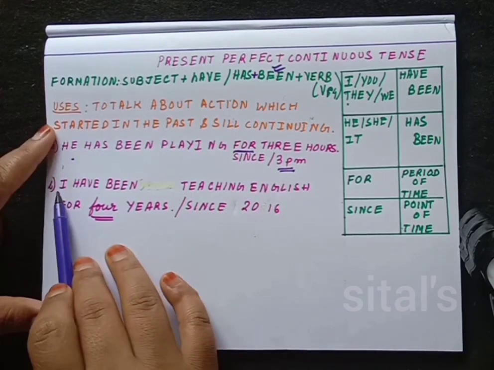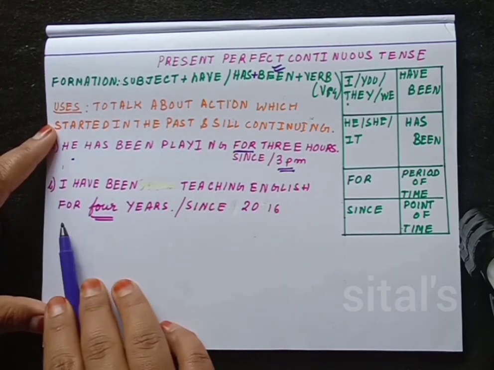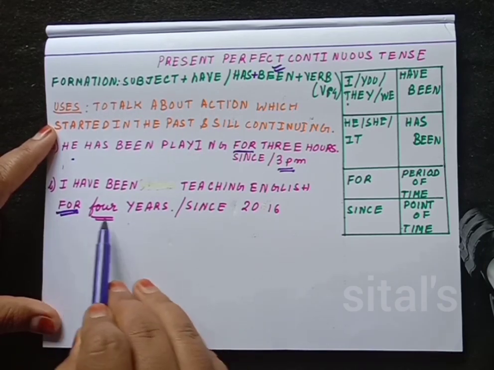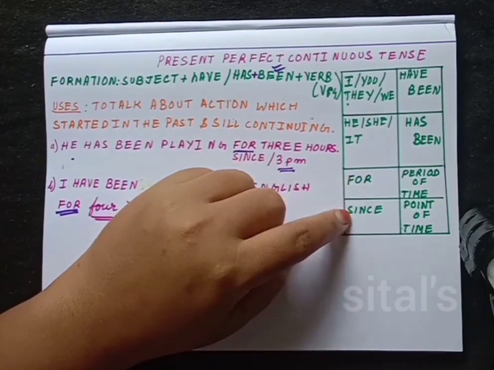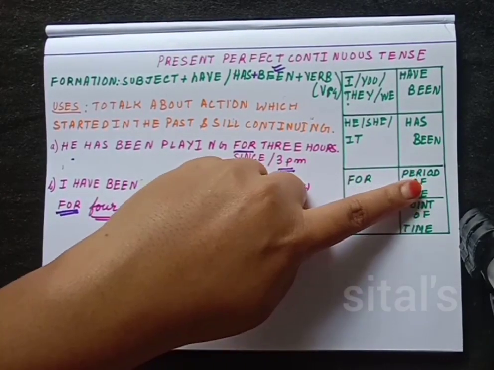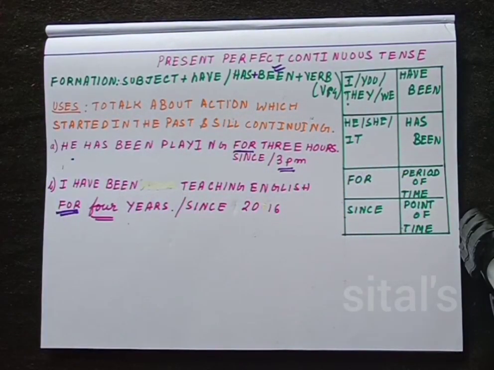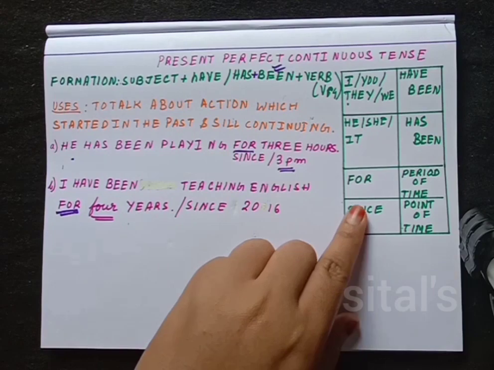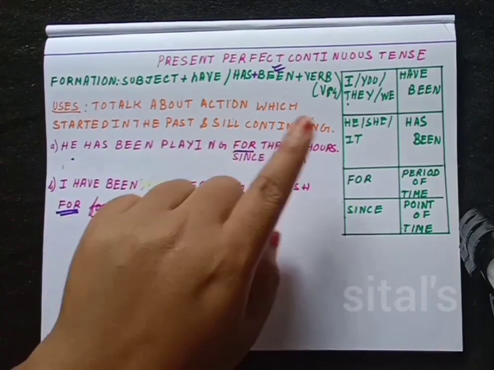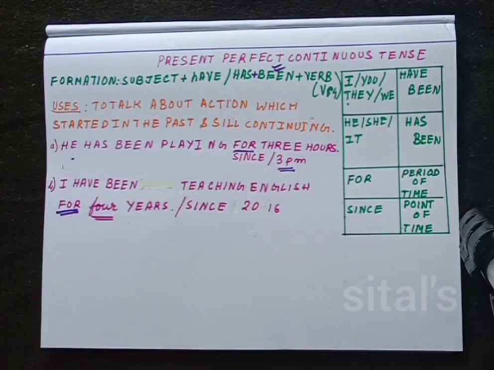Now you see, I have been teaching English for 4 years, but since 2016. So when do we use for and since? For is used for a period of time, when the time is not mentioned clearly. For example, you say he has been playing for 3 hours. 3 hours is a period of time. We don't know the exact time.